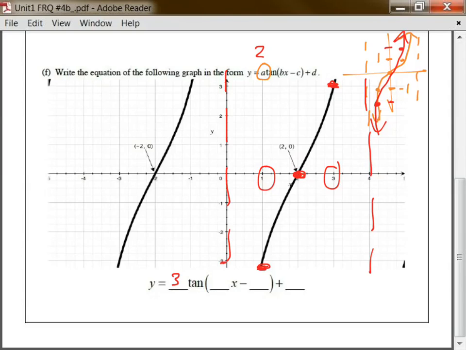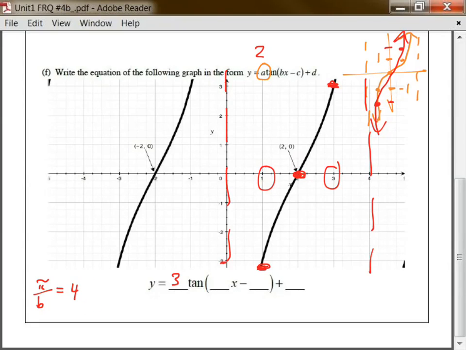Okay, now let's look at the period. To do the period for a tangent function, you just have to know the distance between the two asymptotes. And it looks like the distance here is 4. So what does b have to be in order to have a period of 4? Well, for tangent, we know that it's pi divided by b. Well, we need to have the period equal 4.